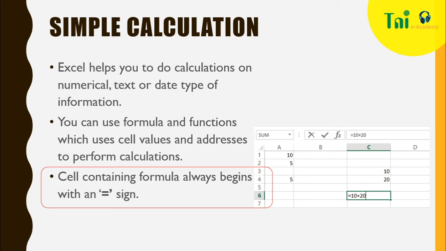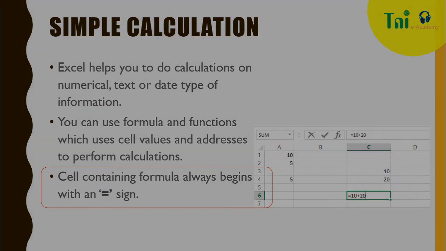Excel supports calculations on numerical, text, and date type of data. You can use formulas and functions which use cell values and addresses. As we discussed, each and every cell has a unique cell address. And one thing you should remember, a cell containing a formula always begins with an equal sign. Otherwise, if you just type text, it will treat it as normal text. If you start with an equal sign, it will treat it as a formula. So let us see how to make use of simple calculations in Excel.